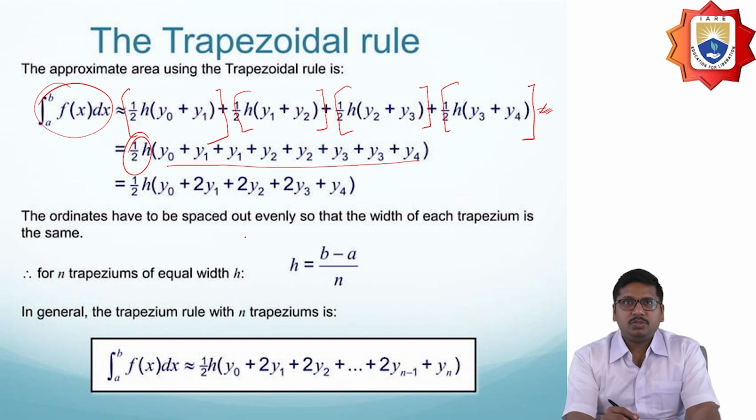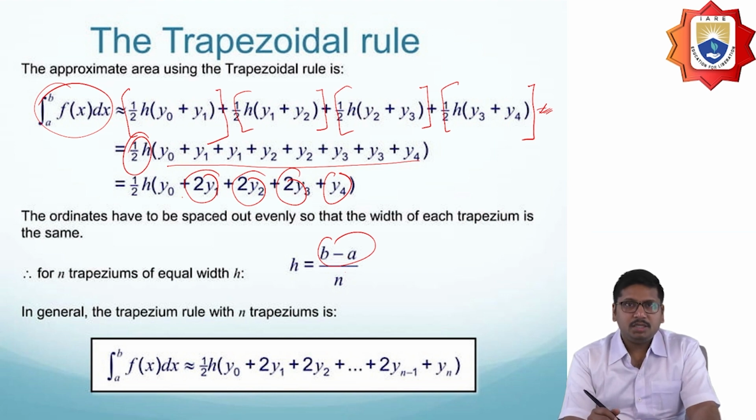If I modify it further, it becomes half of h times y0 plus 2 times y1 plus y2 plus y3, and then y4. The ordinates are spaced evenly so that the width of each trapezium is the same. Therefore, for n trapeziums of equal width, h is given by h is equal to b minus a over n, where n is the number of strips.